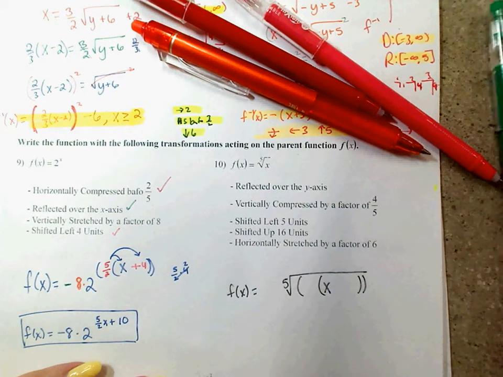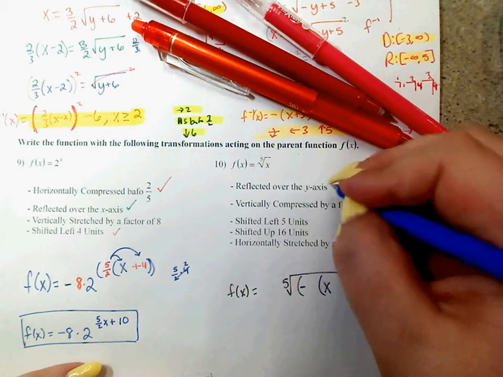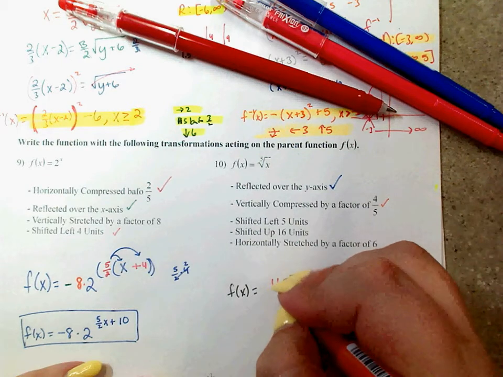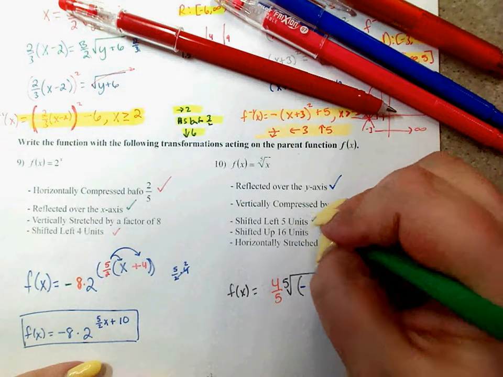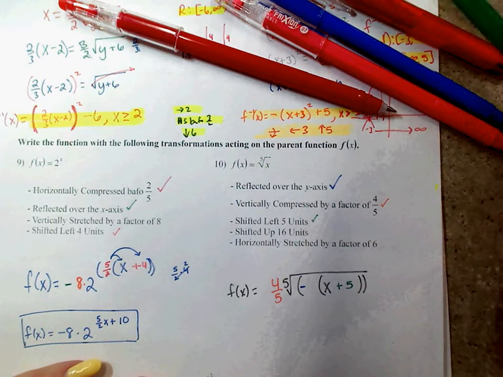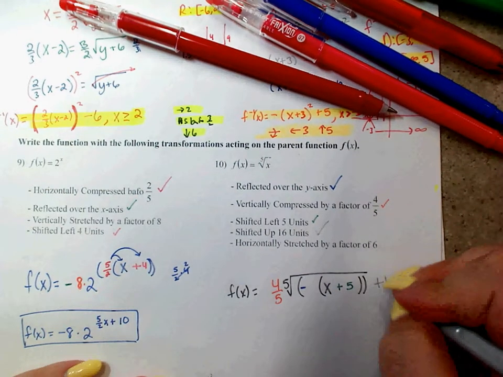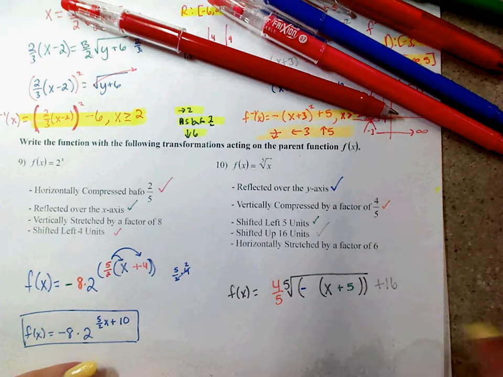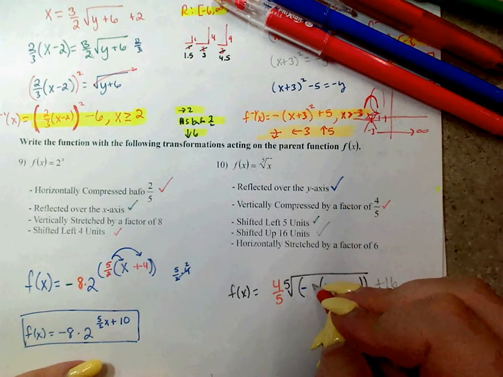So, reflected over the y, that's a negative in the interior. Vertically compressed by a factor of 4/5, that's on the exterior, that's multiplication. And it's exactly what it looks like. So the left 5 units means go plus 5 on the interior. Up 16 means plus 16 on the exterior. And horizontally stretched by a factor of 6 means a 1/6 multiplied on the interior.